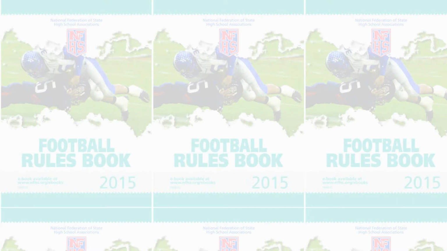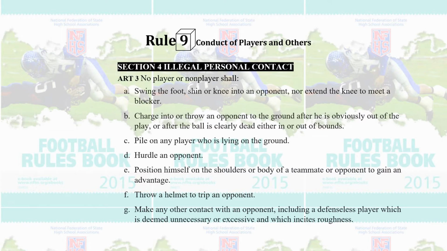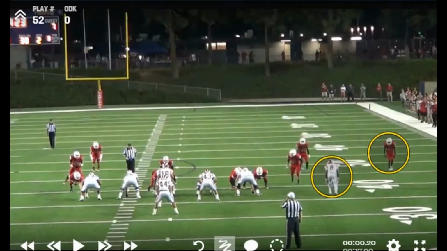Before we begin our discussion of excessive contact and defenseless players, which are all new concepts, let's talk about fouls that we've always called. These are the dead ball fouls, the fouls away from the play, and those are covered in 9-4-3-B. No player or non-player shall charge into or throw an opponent to the ground after he is obviously out of the play or after the ball is clearly dead, either in or out of bounds. Now these cover our standard dead ball fouls and fouls behind the play. Let's take a look at some examples.